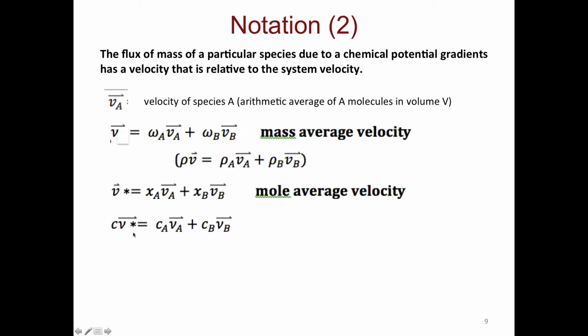So my molar averages and mass averages might be ever so slightly different. And then C times this V star is similarly, if I multiply this by C, I'm going to get C times XA is CA by definition, okay? Because XA is CA divided by C. And C times XB is CB by definition again. So I have CAVA plus CBVB.